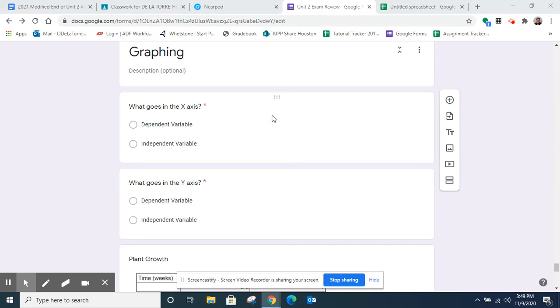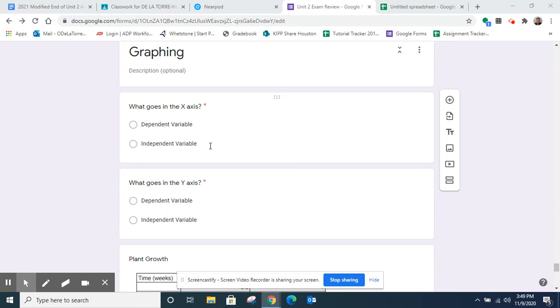So here's some simple questions. What goes into the x-axis? Now, something that we need to remember always is that in the x-axis, we go ahead and put our independent variable. Now, the next question goes along with that. It says, what goes into the y-axis? And for that, it's going to be our dependent variable.